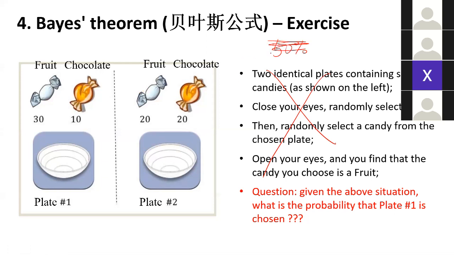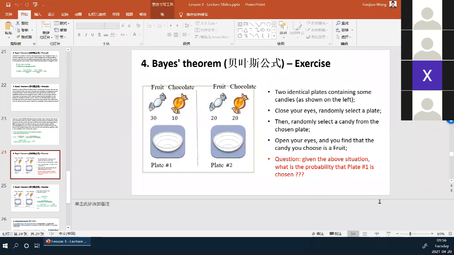But here we know all the given information. That means you have some additional information to help you decide the probability that plate number one is chosen. So how do we calculate that probability? Okay, think about this. I'll give you 5 minutes to solve this by yourself.